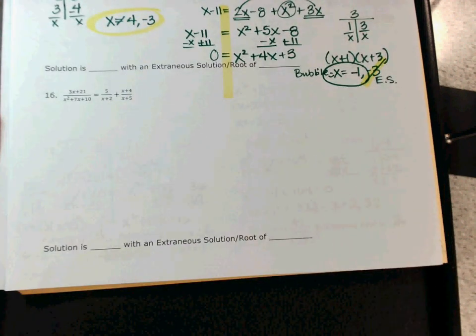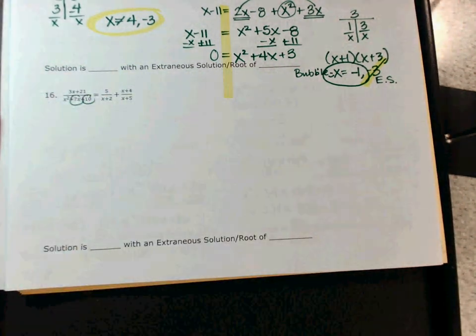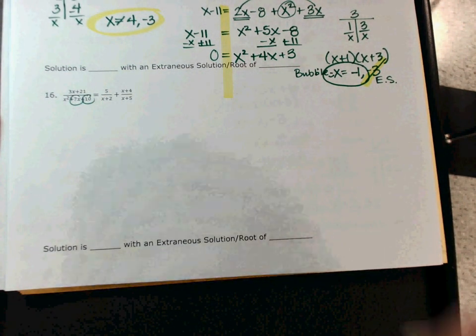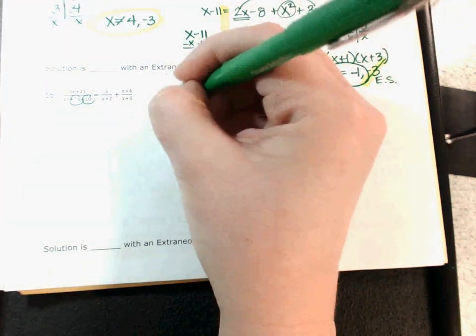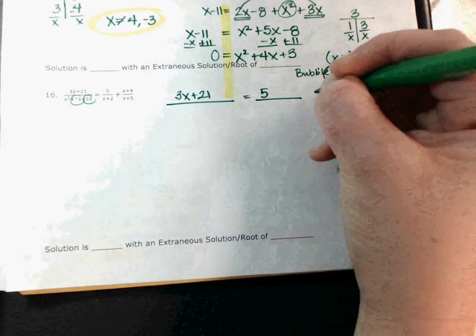Alright, last one. Can we think of numbers that multiply to 10 and add to 7 to break that down? What will multiply to 10? 5 and 2. Good.